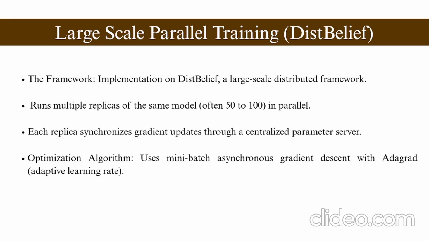The optimization algorithm used is mini-batch asynchronous gradient descent paired with AdaGrad, which is an adaptive learning rate. Because it is asynchronous, different replicas can update the central knowledge, which is the parameters, without waiting for each other, maximizing the utilization of thousands of CPU cores and allowing the model to process billions of words in hours.